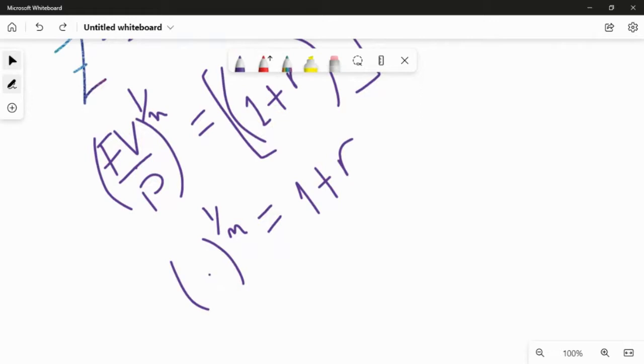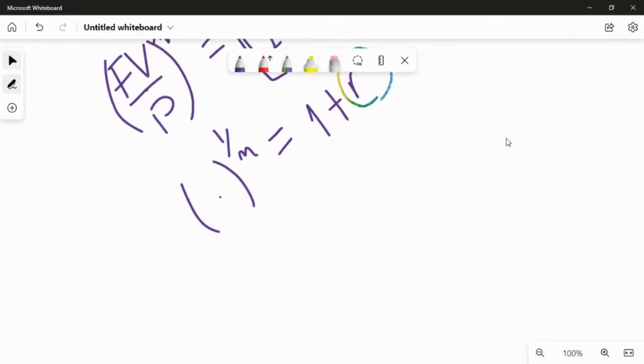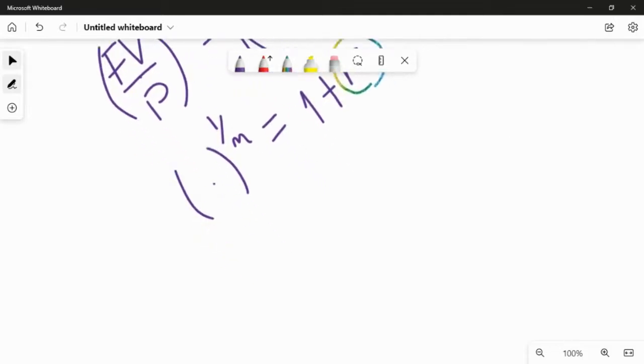Now, then what is our unknown? This is our unknown. We are trying to solve for this. So what do we do? We'll have to subtract 1 from both sides, right? Then the left-hand side will be the thing in the bracket raised to 1 over n minus 1. Right-hand side will be r only. Now we have isolated r.